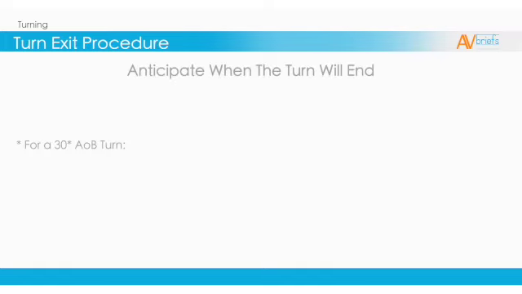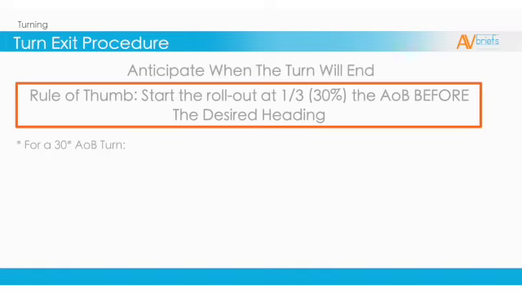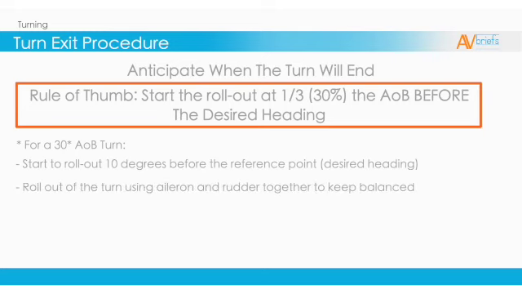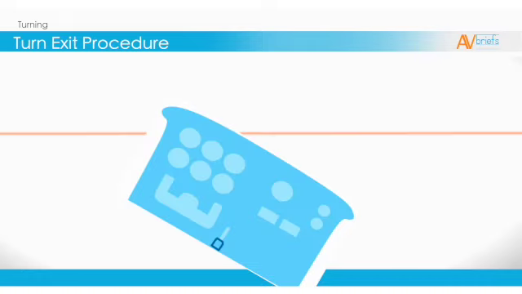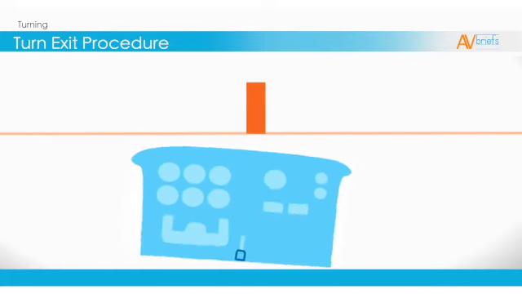Here is how to anticipate when to end the turn. A rule of thumb is, start the rollout at 1/3 of the angle of bank before the desired heading. So, for a 30-degree angle of bank turn, start the rollout 10 degrees before the reference point or your desired heading. Roll out of the turn using aileron and rudder together, to keep balanced. When approaching wings level, centralize the controls, and release back pressure. It takes some practice, but soon you'll be able to turn out and stop where you want to. That's really all there is to exiting the turn.